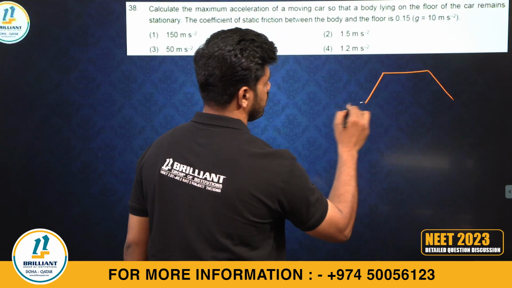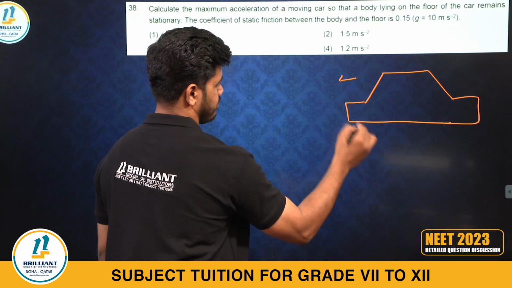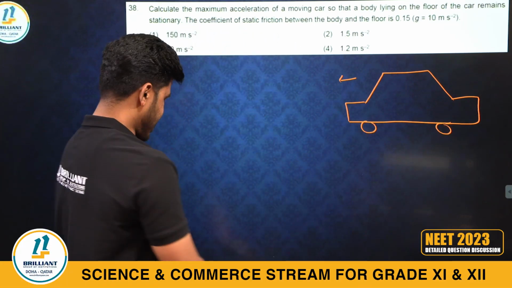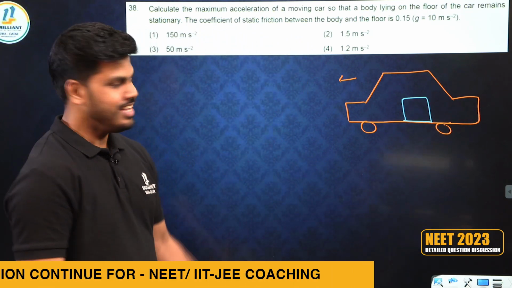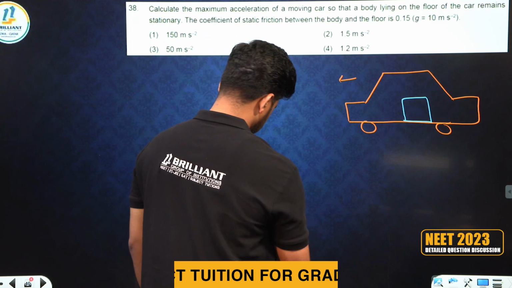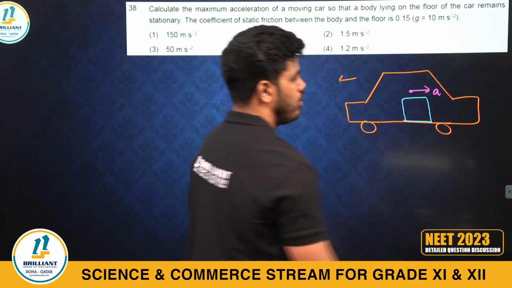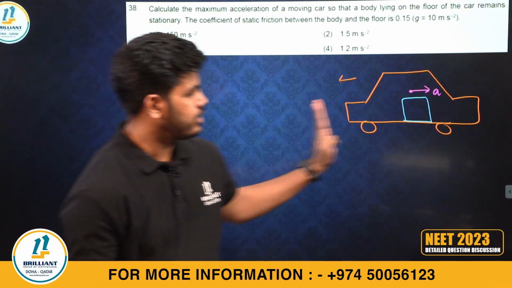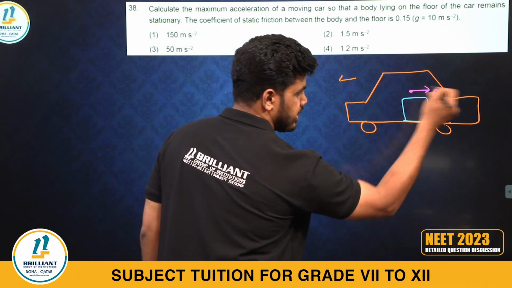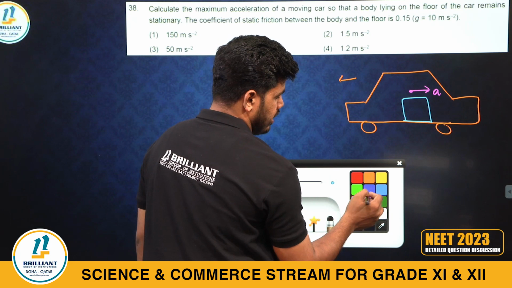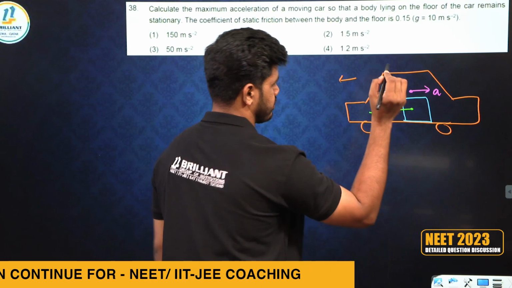See, we have a car moving in a particular direction, which we'll take as the front side. The car is moving in this direction and we have a body kept on the floor of this car. When the car moves in this direction, this body experiences a force in this direction, right? So there will be an acceleration of that particular body in this direction. Correct? Now, whenever the box experiences a force in that direction, there will be an opposing force. We know that is the frictional force. Frictional force will act in this direction.